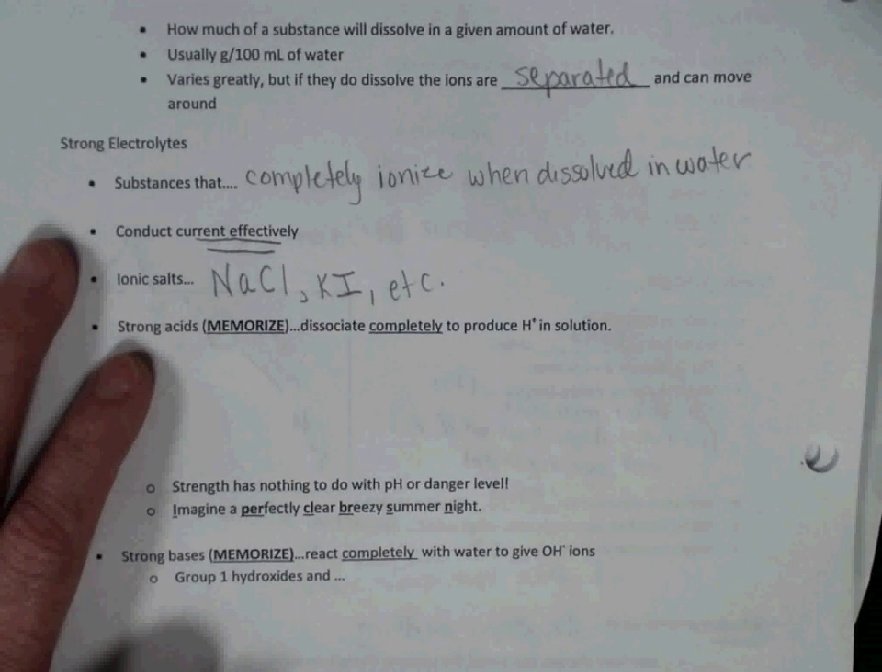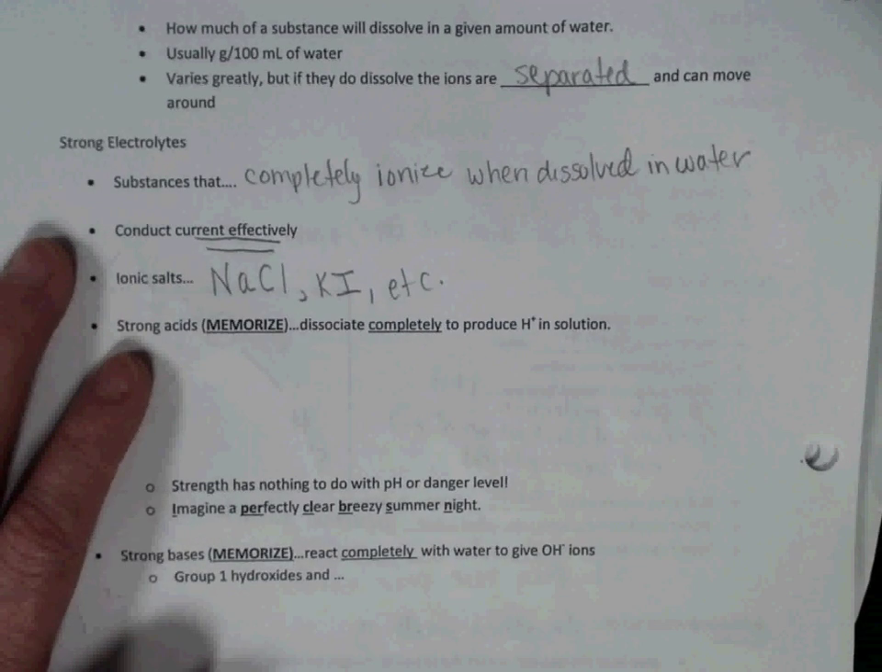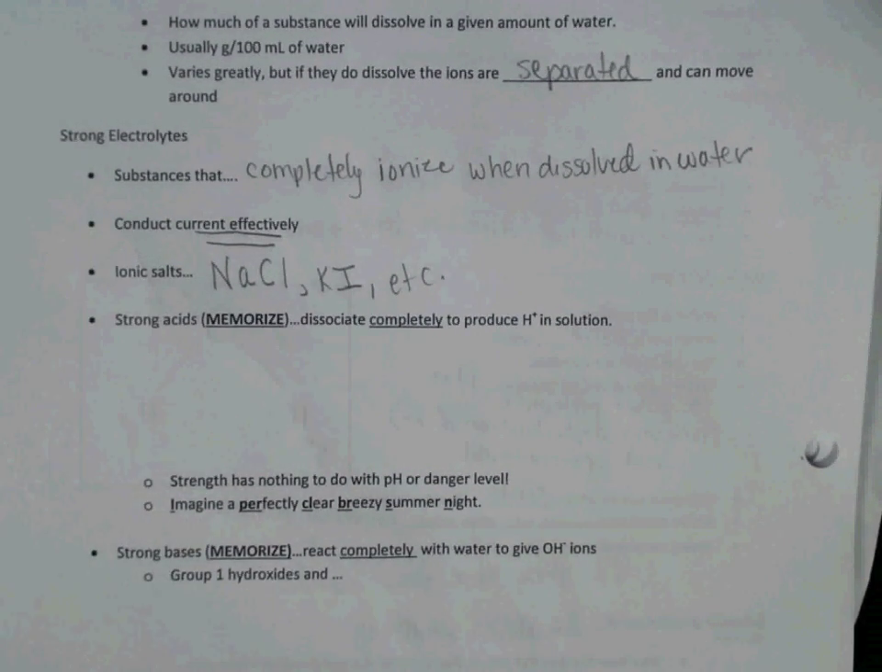All right, here's what we mean by an ionic salt. It's basically an ionic compound. Sodium chloride, potassium iodide: metal, non-metal, positive, negative.